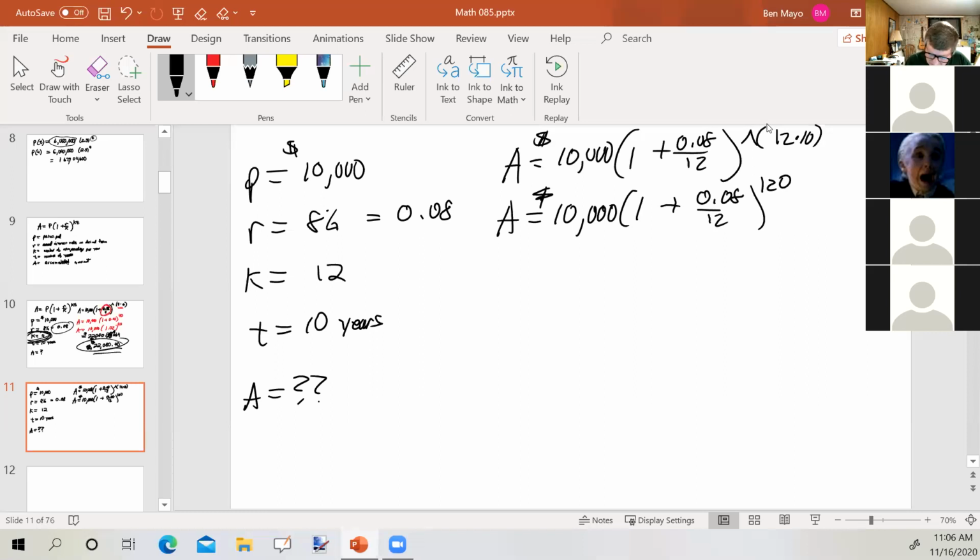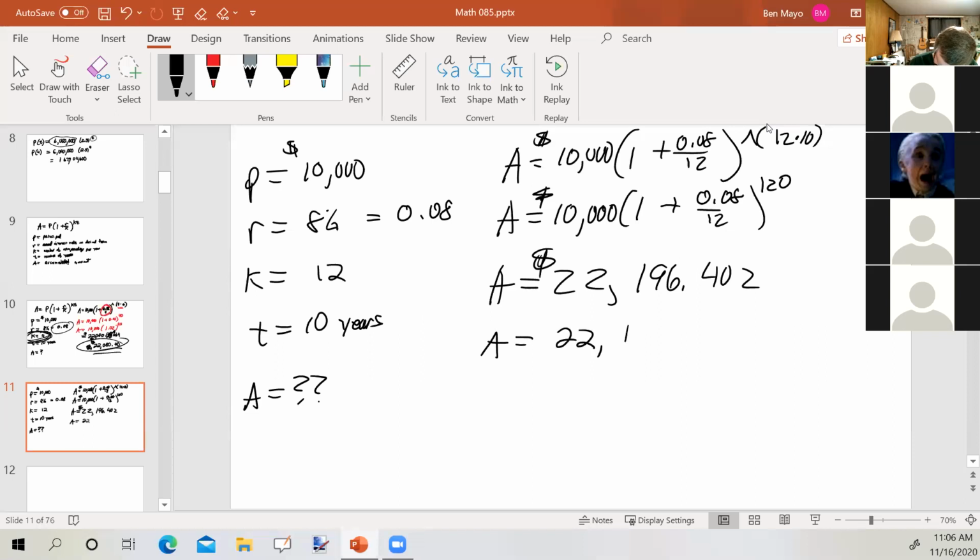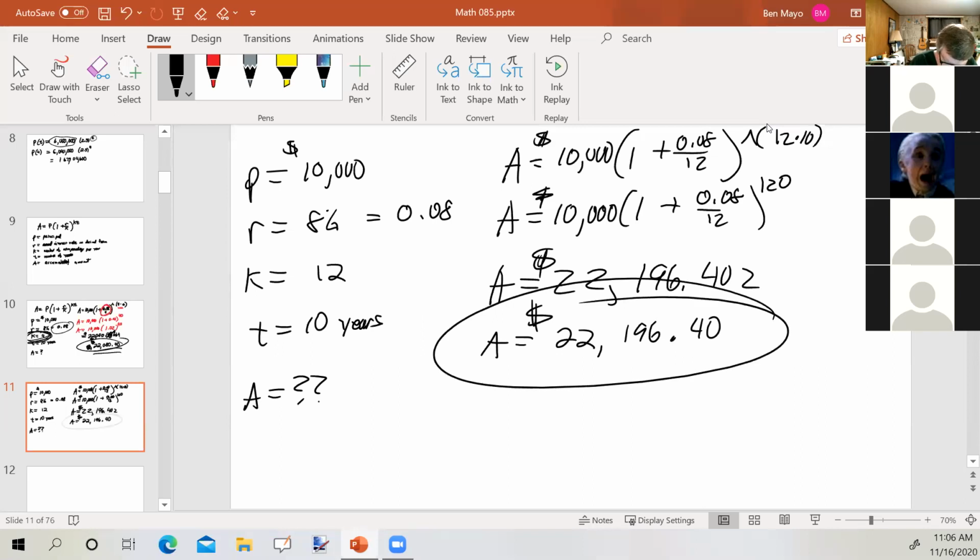So now in my calculator, I'm going to put in 10,000 parentheses 1 plus 0.08 divided by 12, and then I'm going to close up the parentheses and then raise that to the 120th power. When I do that, I get 22196.402, which would be $22,196.40.